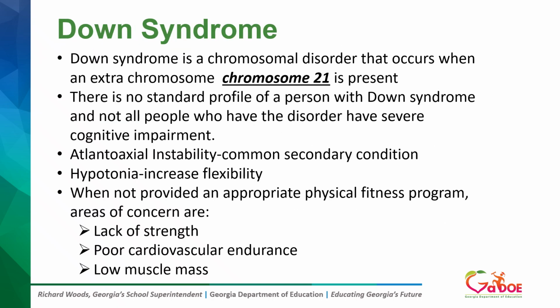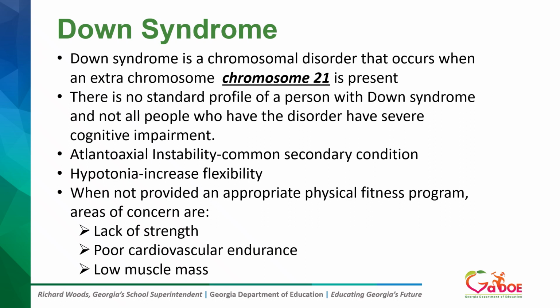Down syndrome. Down syndrome is a chromosomal disorder that occurs when an extra chromosome, chromosome 21, is present. There's no standard profile of a person with Down syndrome, and not all people who have the disorder have severe cognitive impairments. Some things to keep in mind for individuals with Down syndrome is atlantoaxial instability, which is a common secondary condition and should be addressed by a medical professional.